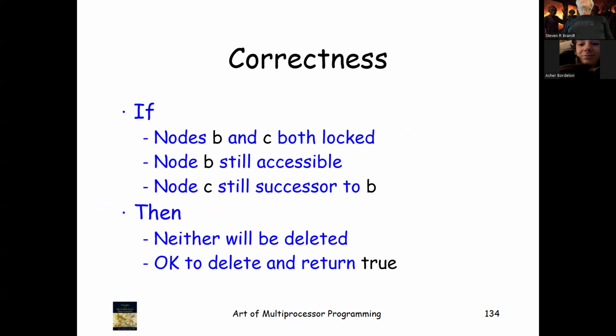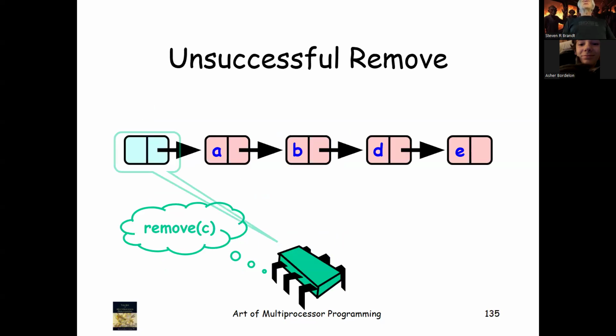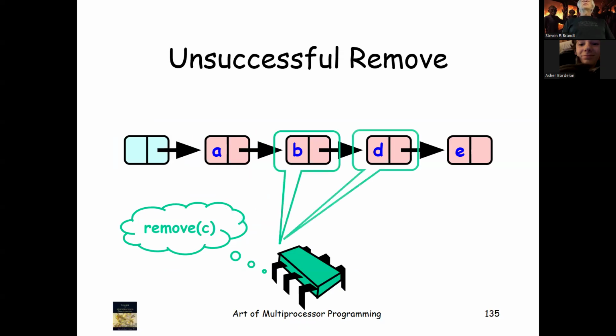And so correctness: if nodes B and C are both locked, then node B is still accessible, and node C is still the successor to B, and neither will be deleted. And it's okay to delete and return. So an unsuccessful remove might look like this. I want to remove C. There is no C. Aha.